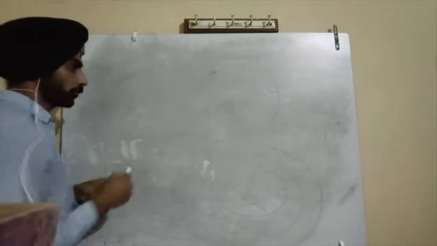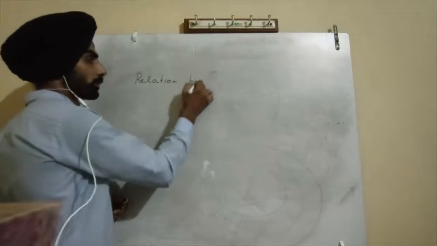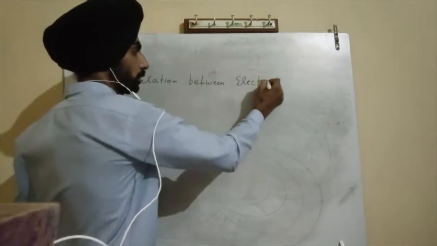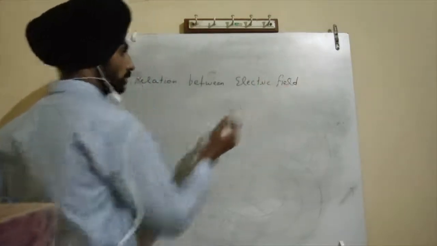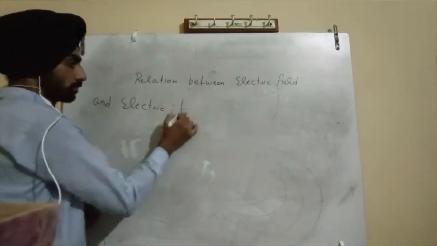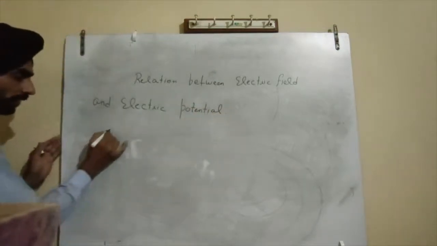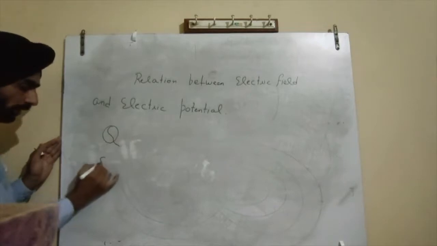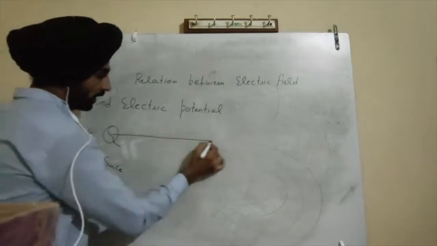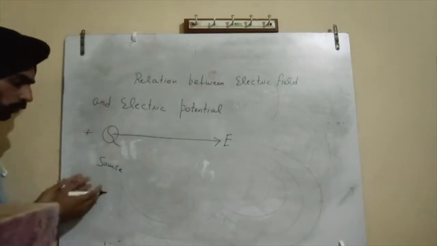So the next concept is, we will be discussing the relation between electric field and electric potential. So we will take some suppositions. Suppose we are having some test charge. Suppose we are having some source charge plus Q, and this is the electric field given by this source charge.